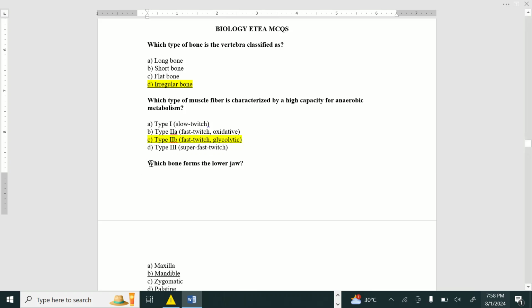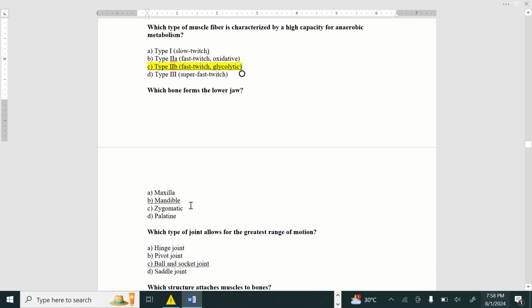The next MCQ is: which bone forms the lower... A. Maxilla, B. Mandible, C. Zygomatic, and D. Palatine. So the correct option is C.